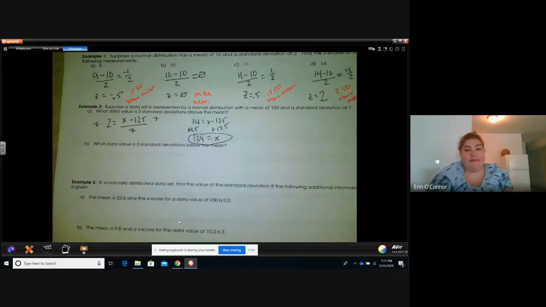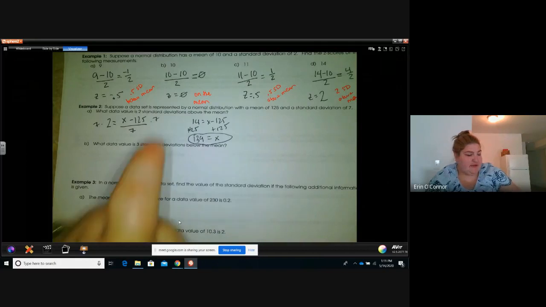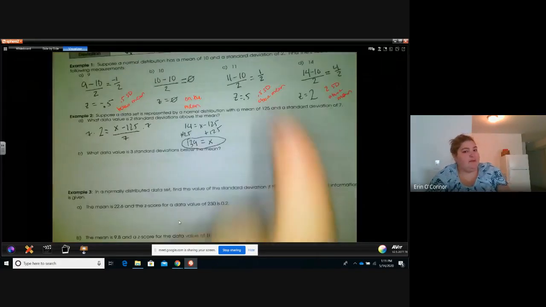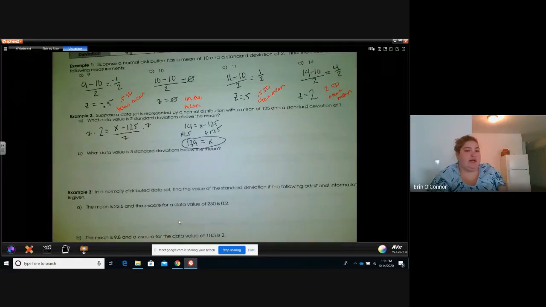Now I'm going to be real. The faster way to do that, at least to me, is I need 2 standard deviations above. So 2 times 7 is 14. Add that to my mean of 125, and I get 139. I can do that in my head, but this isn't always going to be as simple as that, so that's why we do this. Also, you could draw it out. It's up to you. But this is the technically math way to do this.